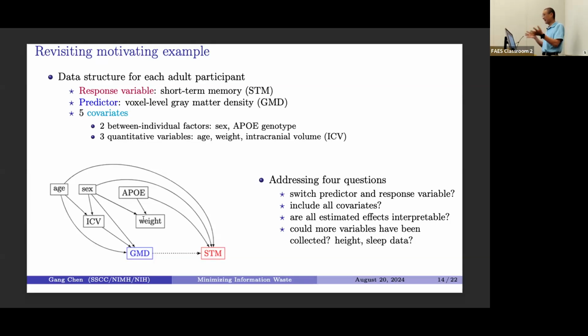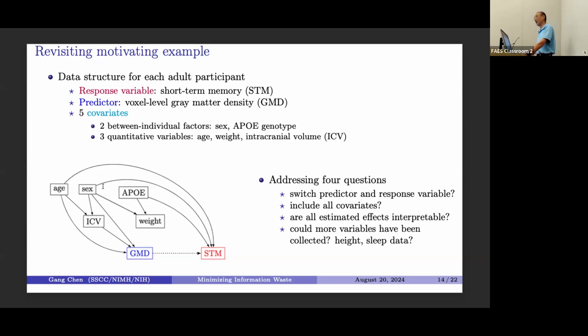Looking back, we should not even spend our time and resources collecting the data for those two variables. It's a waste of our resources. So only three covariates should be included: age, sex, and the ApoE genotype. Others, no. That answers the second question.